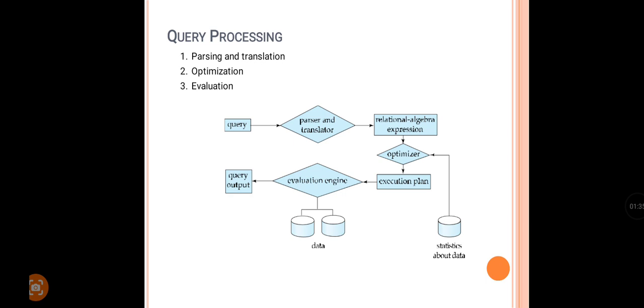The second stage is optimization. Here the database searches for the best execution plan. If there are multiple ways to retrieve the same data, it chooses the fastest one to reduce execution time. The third stage is evaluation. Finally, the optimized query is executed, the required data is retrieved from the database, and the results are displayed to the user. So every SQL query goes through these three stages before we see the final output.